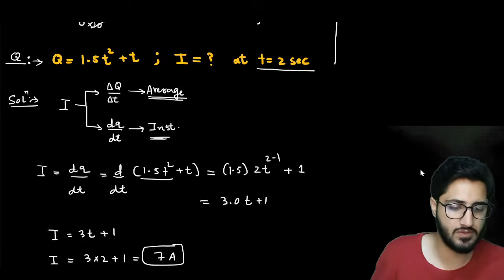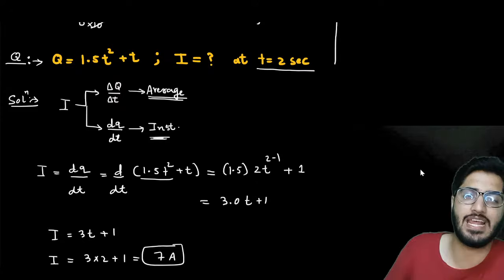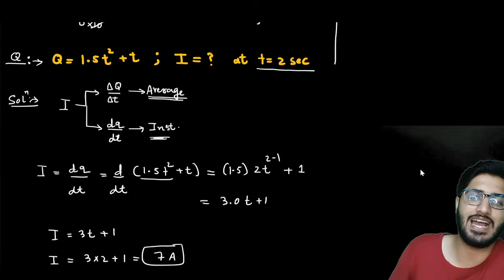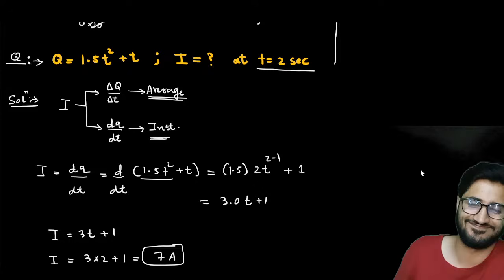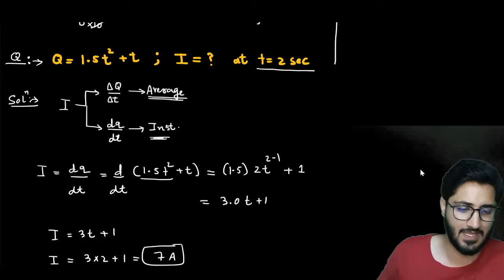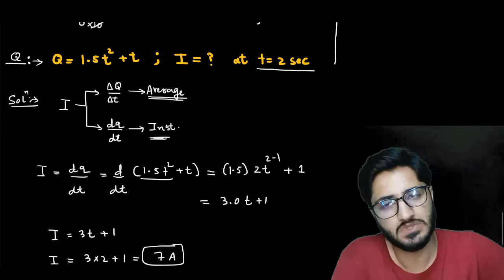7 ampere. But I am not an IITian, I am an NITian, right? It is NITian. Okay. Done. Very easy, no?